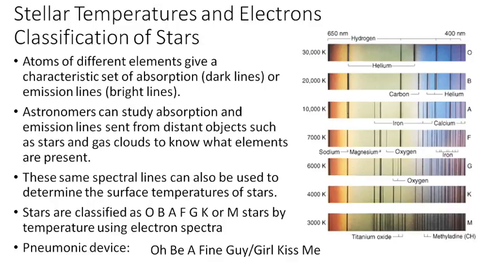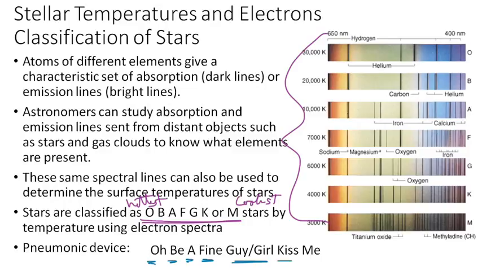These are stellar spectra because they come from stars. What are the electrons around the gas particles around that star doing? So here are your seven spectral types, in order of hottest to coolest. A mnemonic device to remember it is: Oh, Be A Fine Guy or Girl, Kiss Me. So O, B, A, F, G, K, M, from hottest to coolest star.